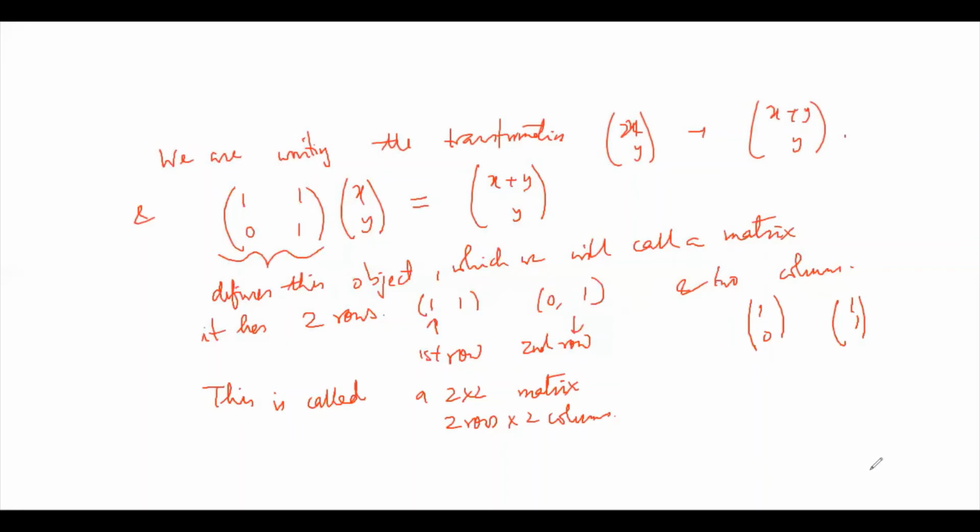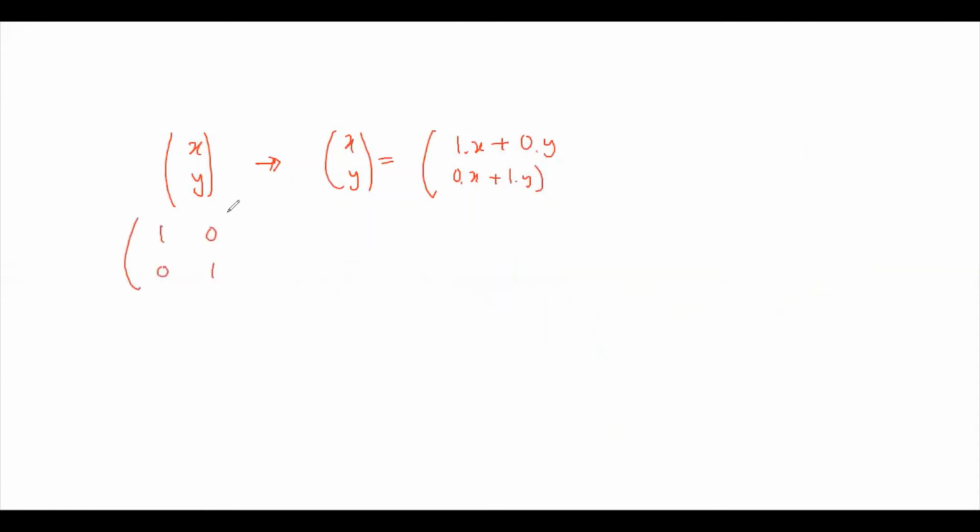So let's take another example. Suppose our rule of transformation was the following: xy going to xy. So basically it doesn't change. What is the corresponding matrix? You notice that x is 1 times x plus 0 times y, and y is 0 times x plus 1 times y. So the matrix is 1 0 0 1, and xy equals the transform matrix times xy.